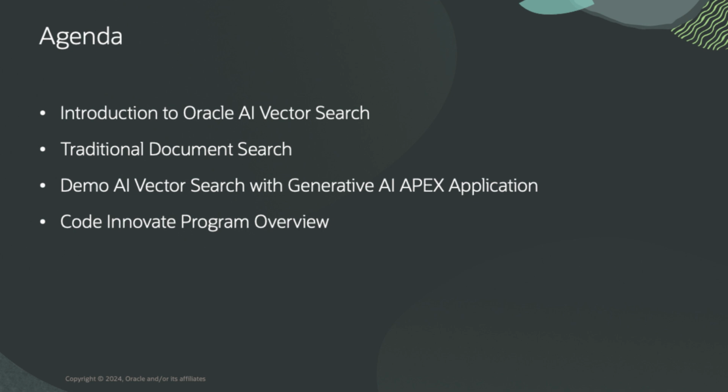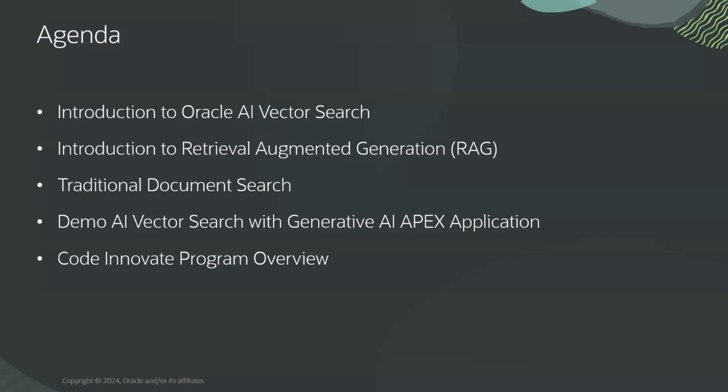Again, my name is Steve Nichols, and along with Derek Cameron, we plan to go over what vector search is today. So the agenda is pretty straightforward. I'll cover some introduction of what Oracle AI vector search is. I'll cover the topic of RAG, or retrieval augmented generation. That term is being used a lot these days. And then I'll jump into briefly covering some of the challenges or limitations with traditional document search.